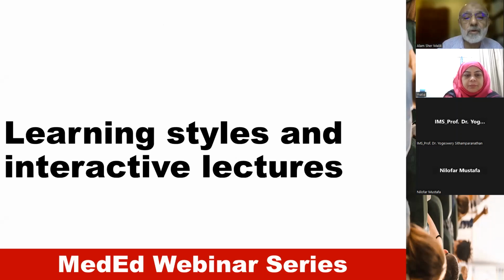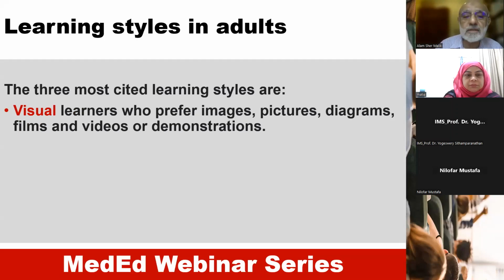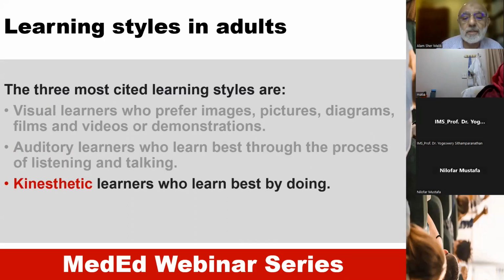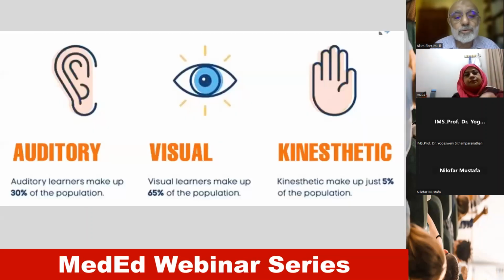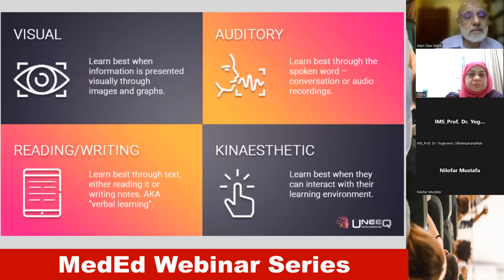The next component is about the learning styles and interactive lectures. The three most cited learning styles in adults are visual learners who prefer images, pictures, diagrams, films, and videos or demonstrations. Auditory learners who learn best through the process of listening and talking. Kinesthetic learners who learn best by doing. Most of the students are visual learners, followed by auditory learners, and then the kinesthetic learners. There is another style being recommended by certain authors, which is writing, that some students learn best by writing notes.